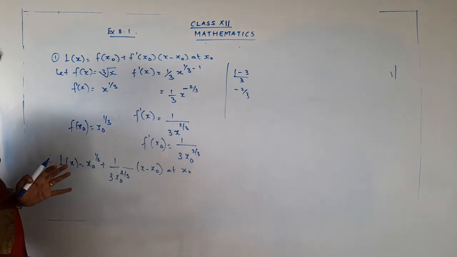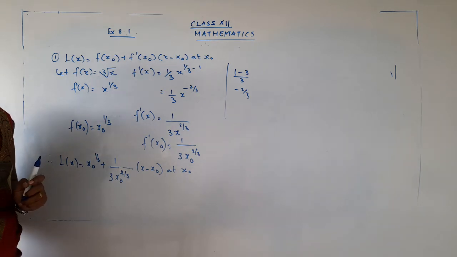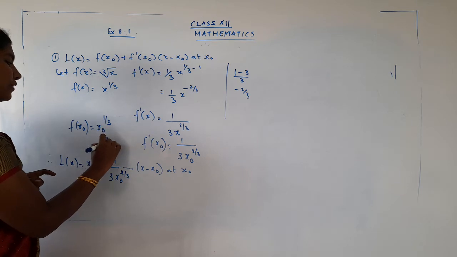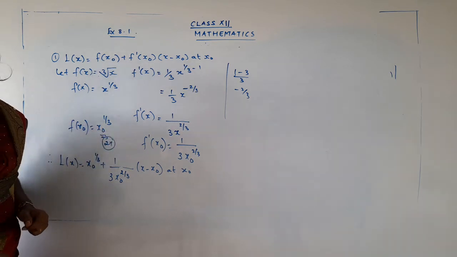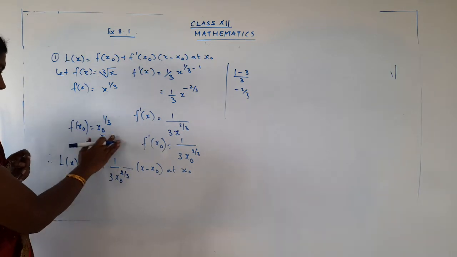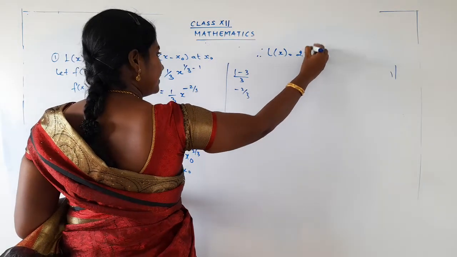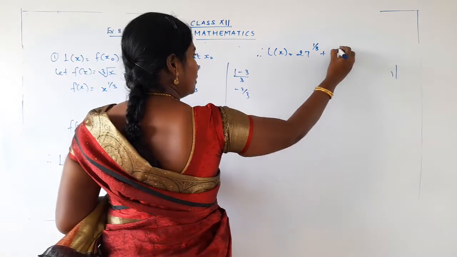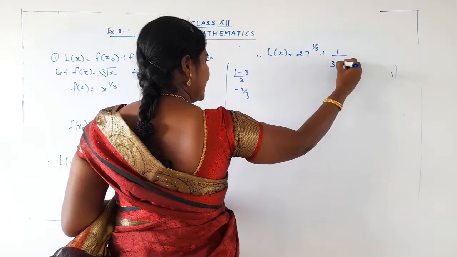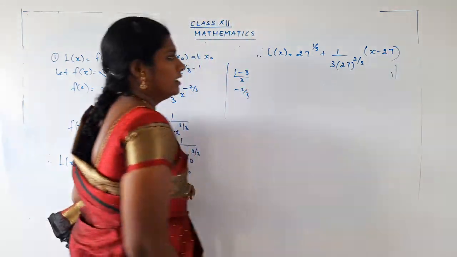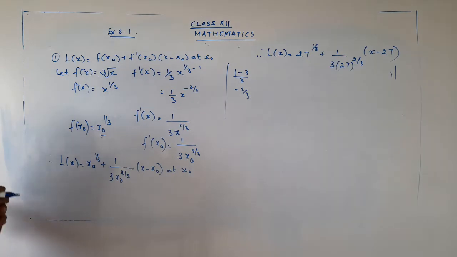Okay, now I have written the formula part over here. Now, they are saying to find the linear approximation at x is equal to 27. So we are just going to replace this value with 27. So what is the value for x naught? We are going to take it as 27. So just replace it. L of x is equal to 27 raised to 1 by 3 plus 1 upon 3 times 27 raised to 2 by 3 times x minus 27. I have just substituted the value in place of x naught. Now let's simplify this further.